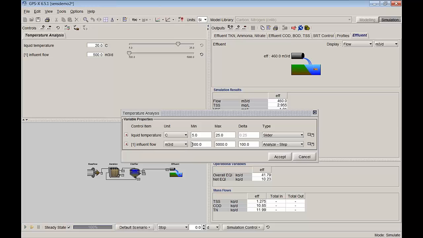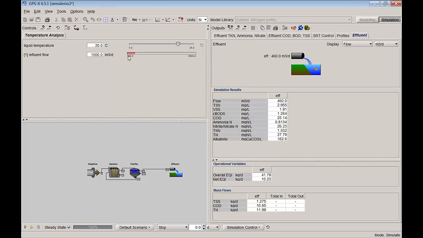And what this is saying is we're going to run a number of simulations where the influent flow starts at 500 meters cubed per day, goes up to 5,000, and we're doing it in steps of 100 meters cubed per day. So now this switches. You can see that's red. And now we turn on the analyzer. Turn on analyze mode. I'm going to do this just for steady state. You can see down here in the bottom right corner, it's telling us what we're doing.